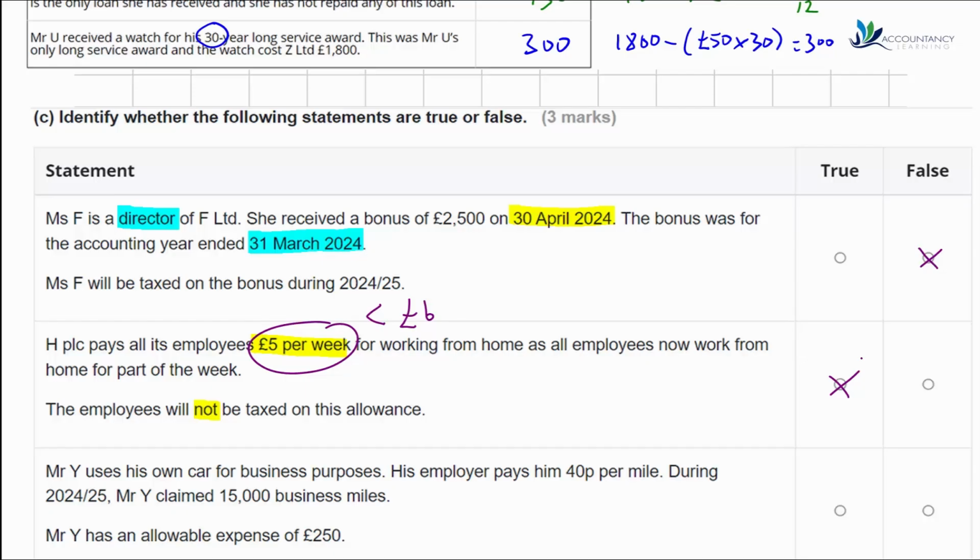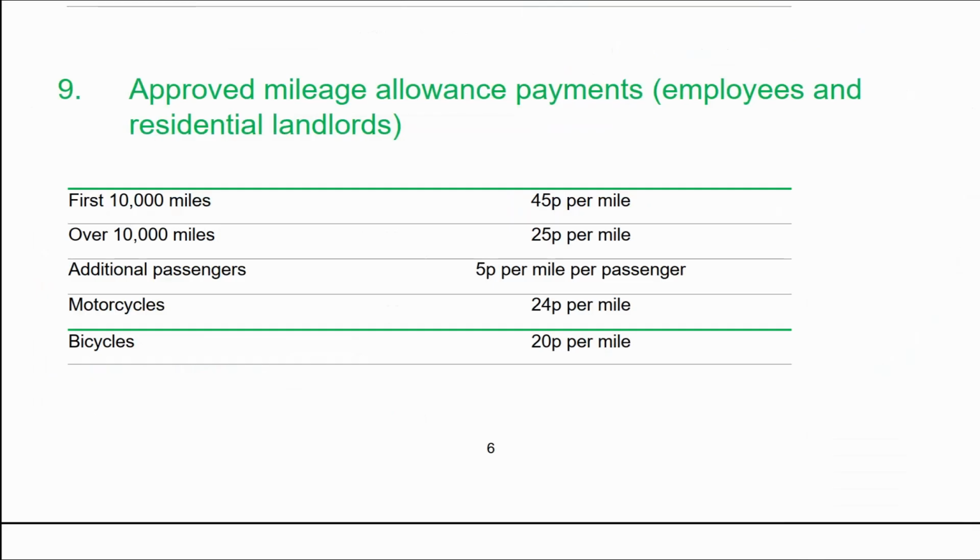And finally, Mr. Y uses his own car for business purposes. His employer pays him 40p per mile during 24-25. Mr. Y claimed 15,000 business miles. So Mr. Y has an allowable expense of £250. So the reference materials help us here. We're looking at section 9 now. So for taxable purposes, for the first 10,000 miles, 45p per mile is tax-free, and then above the 10,000 miles, 25p per mile is tax-free.